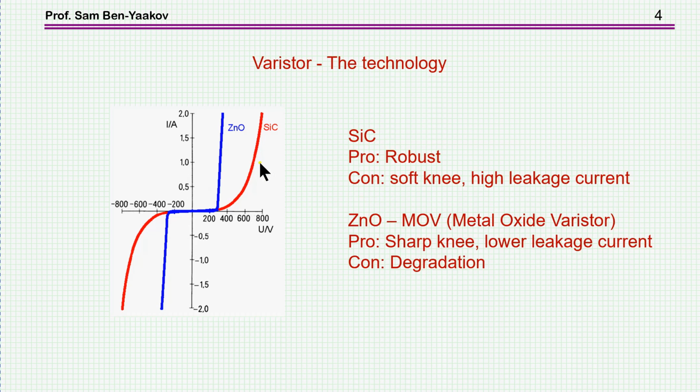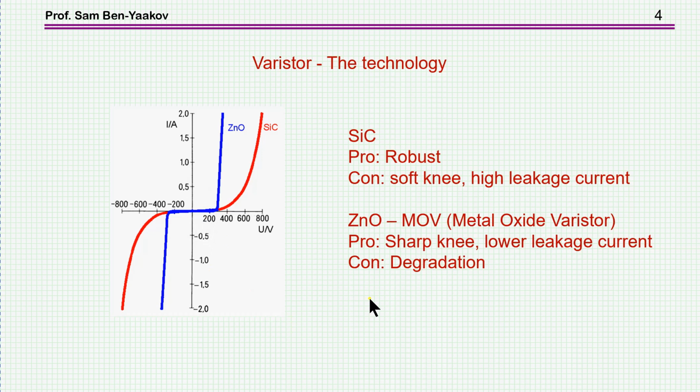The problem with the silicon carbide is that the knee is very soft. This is the voltage and this is the current. You like it to be like a Zener, very, very sharp. And the silicon carbide is soft, and primarily there is a problem because it starts to rise early, and therefore the leakage current in the region that you work is fairly high. So they are not used that much anymore unless for very, very high power units.